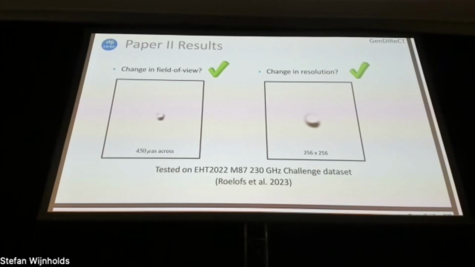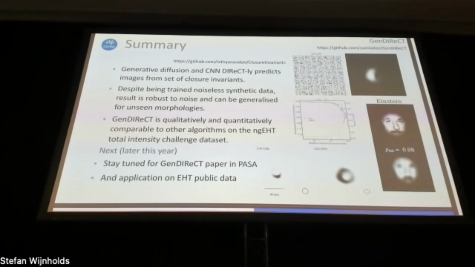Okay, so in terms of scalability, we have demonstrated that this method is scalable to different fields of view and also different resolutions. As a quick summary, we have shown that generative conditional diffusion and the CNN directly predict images from a set of closure invariants, or in fact, it doesn't have to be closure invariants, it could be any interferometric measurable. We use closure invariants because they're more robust against noise. They are trained on noiseless synthetic data, but they are quite robust to noise anyway, with performance that's pretty good down to a signal to noise of about 3. And they're pretty comparable to other algorithms on the NGHD challenge dataset.